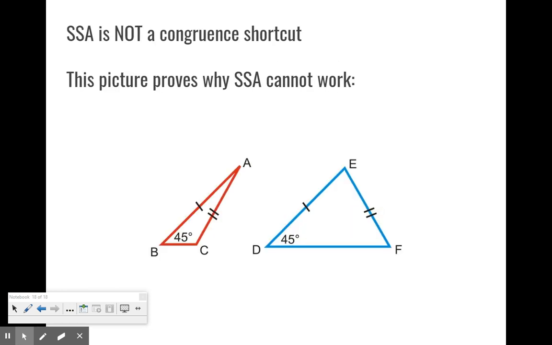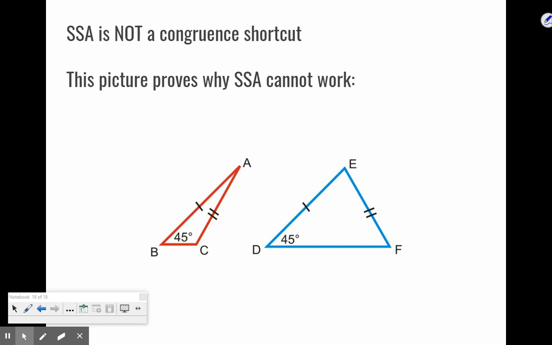We also have shortcuts that come up that do not give us enough information. So this is the side-side-angle one, and this is not a congruent shortcut. You're going to have to add this to your notes. Okay, but SSA is not a congruent shortcut. Side-angle-side is a congruent shortcut, but when that angle is not in between those two congruent sides, we need more information.